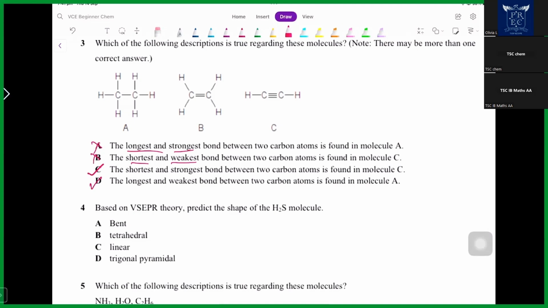Shape of H2S. Sulfur is in the same group as oxygen. So H2S is a bent structure.